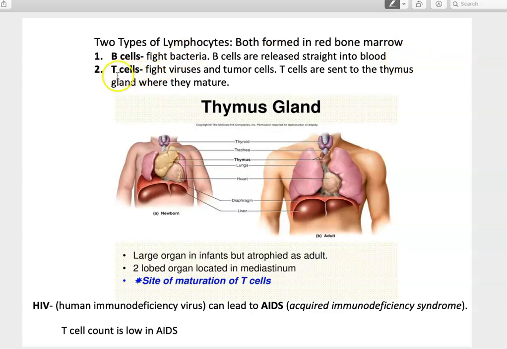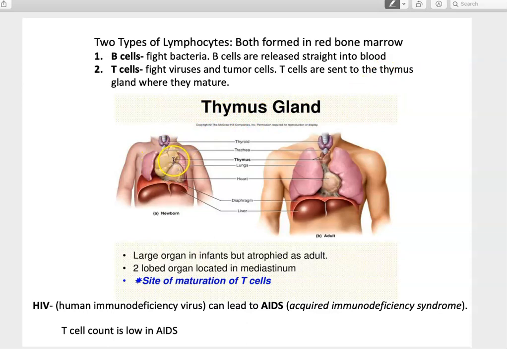And then we have T cells. Now, T cells fight viruses, and they fight tumor cells like cancer cells. Now, these cells are made in the bone marrow, but they are sent to the thymus gland where they mature. So think of T cells going to the thymus gland to mature.